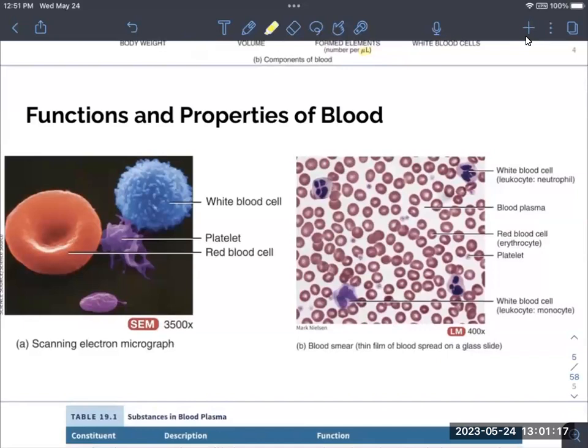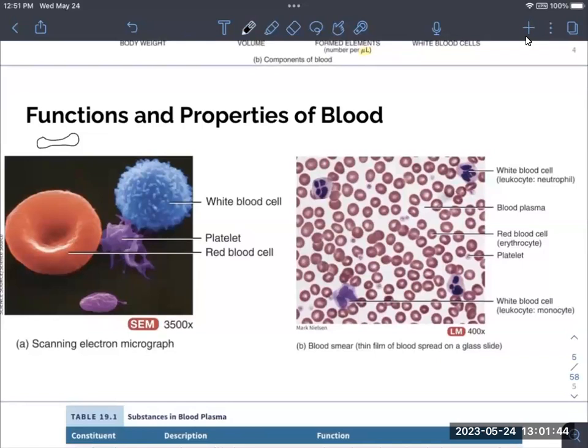On the left here, we have an electron micrograph showing us what a red blood cell looks like. A red blood cell has this biconcave appearance, so both sides come in. Then we have white blood cells versus the platelets in purple.